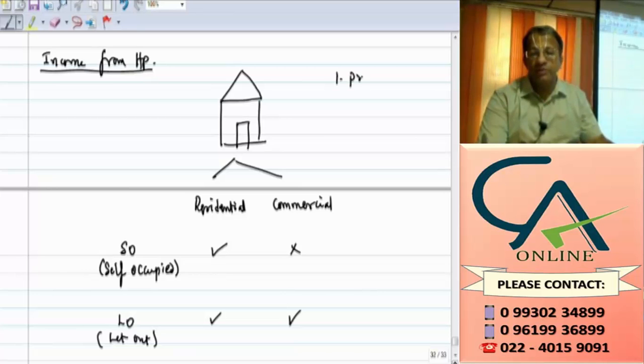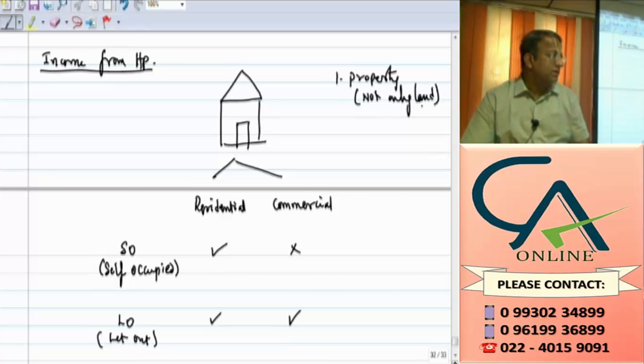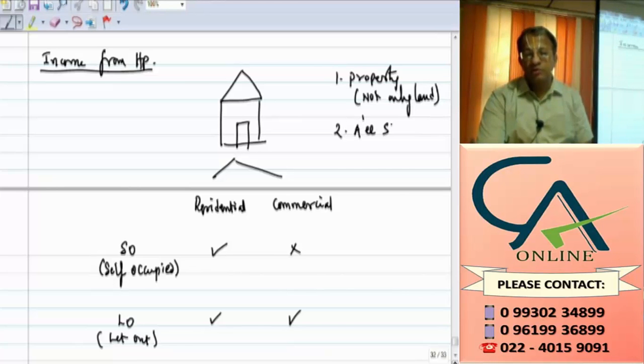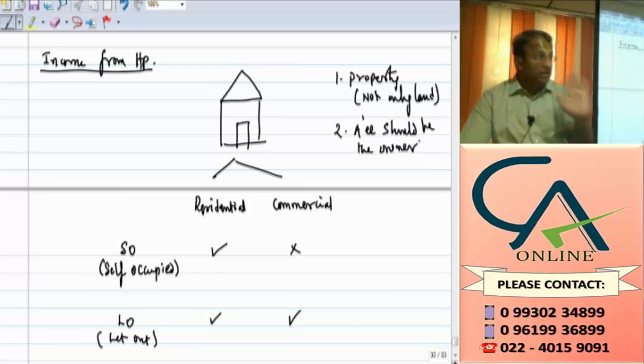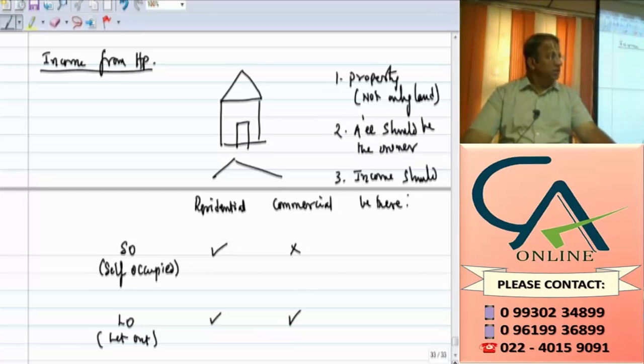Number one, property should be there, not only land. What do you mean by that? You should have a building. Number two, the assessee should be the owner. That condition is there. Three, income should be there. What is it? Income should be there.